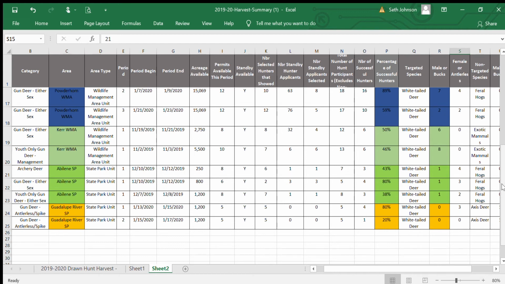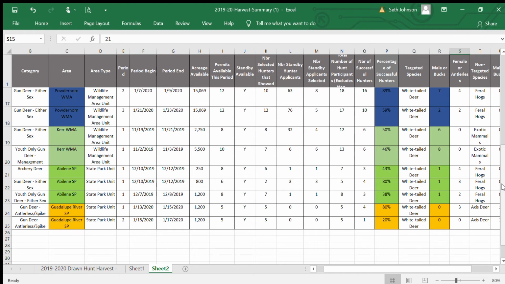80% success rate between 1 buck and 3 does during December 10th and December 12th. 38%. Abilene always puts out a high successful number of hunters. Always worth the look, always worth an application. Last but not least, Guadalupe River.